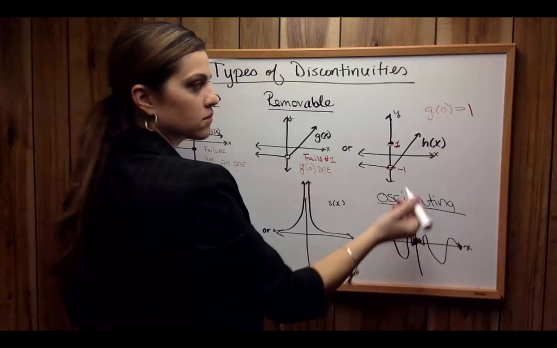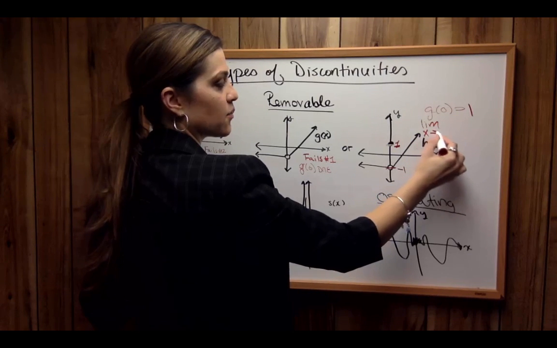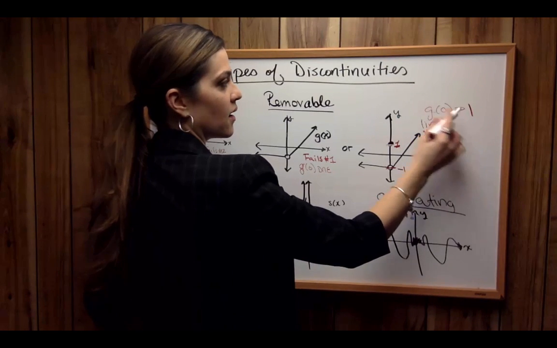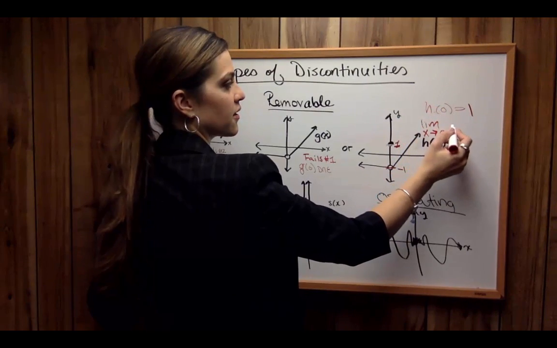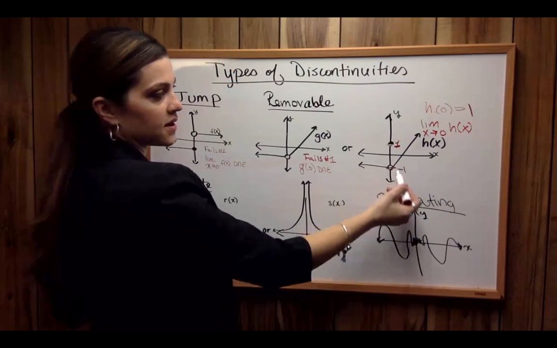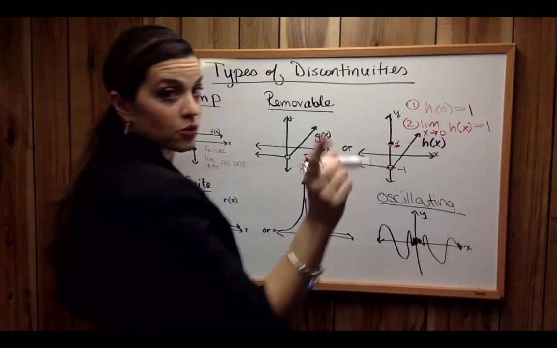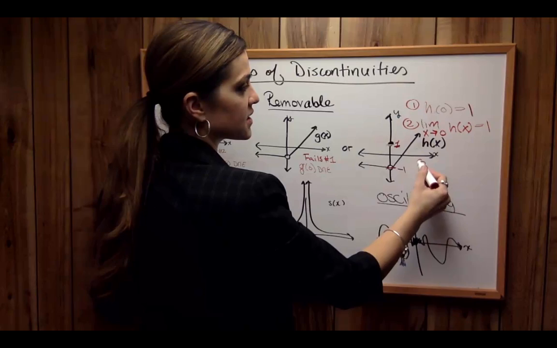If I were to write this out, it's h, so h of 0 is 1. The limit as x approaches 0 of h of x is -1. That's rule 1, that's rule 2, but look at rule 3.